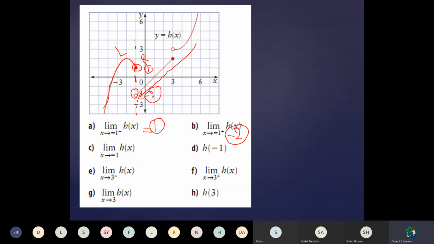Now limit h of x when x approaches negative 1. I will check if the limit from the right is equal to the limit from the left. Is negative 2 equal to 1? No. So I will say that it does not exist.